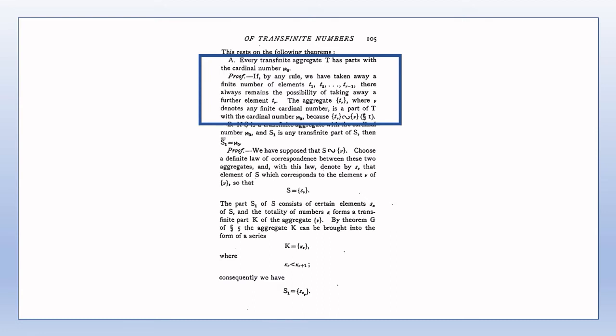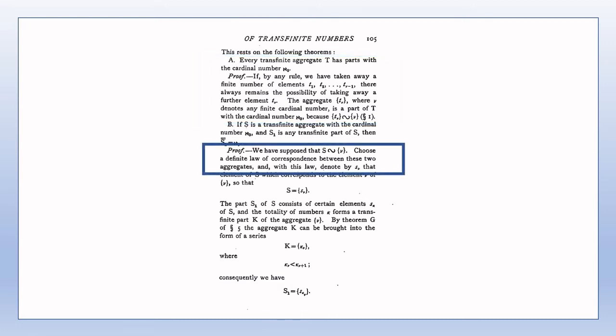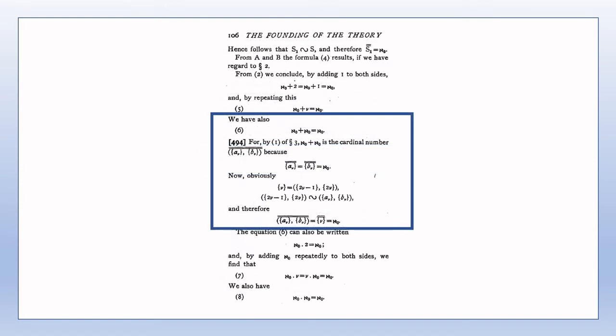The only comment I will make here is in the proof of Theorem B, when Cantor speaks of a definite law of correspondence between these two aggregates, he's speaking of a one-to-one correspondence which must exist since S is assumed to be a transfinite aggregate with cardinal number Aleph-Naught, and so S is equivalent to the aggregate of finite cardinal numbers nu.